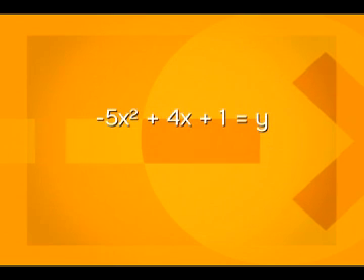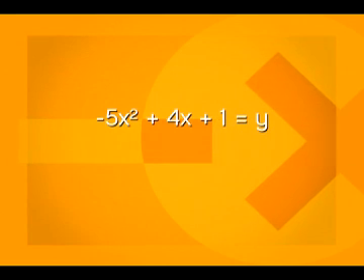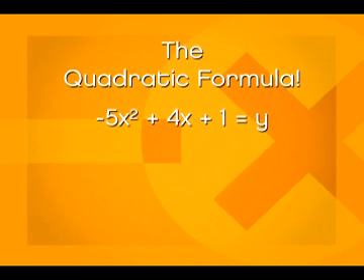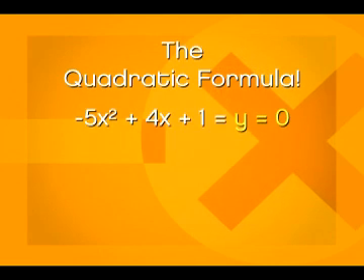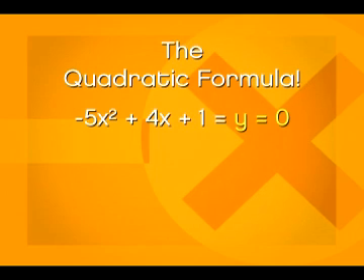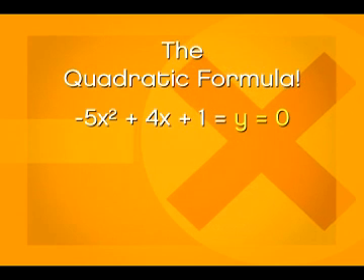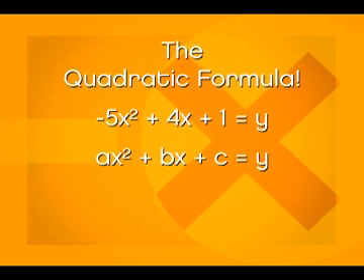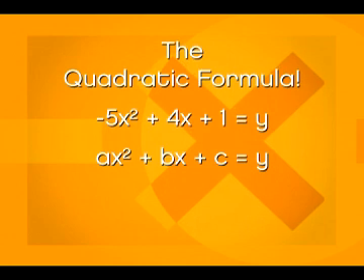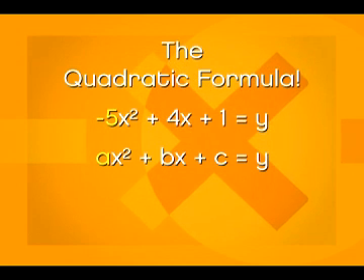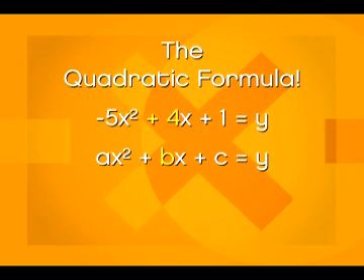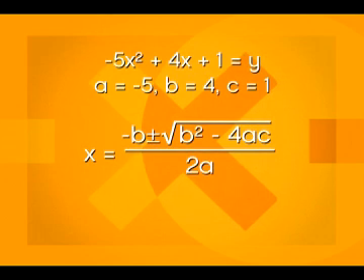Here's the quadratic equation, negative 5x squared plus 4x plus 1 equals y. You've tried and tried to factor it, but no luck. Time to pull out the foolproof quadratic formula. All right, set y equal to 0. Let's identify a, b, and c. The quadratic equation is in the form ax squared plus bx plus c equals y. So a equals negative 5, b equals 4, and c equals 1.